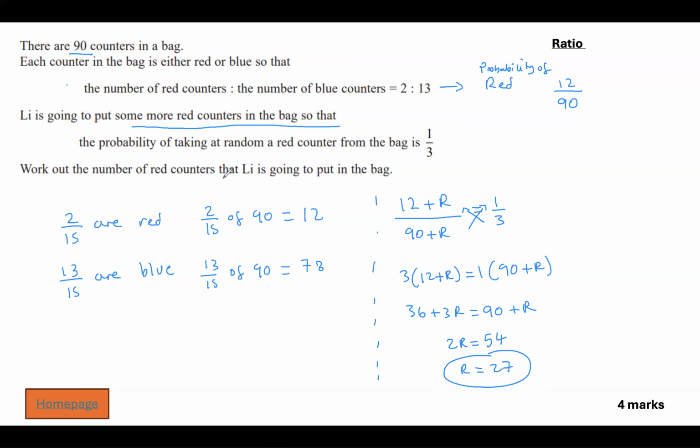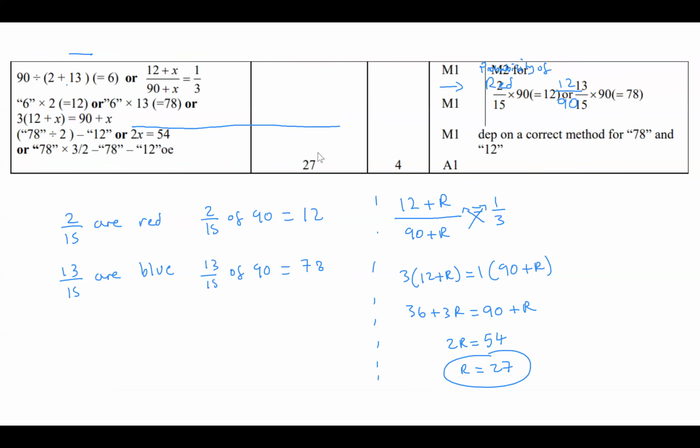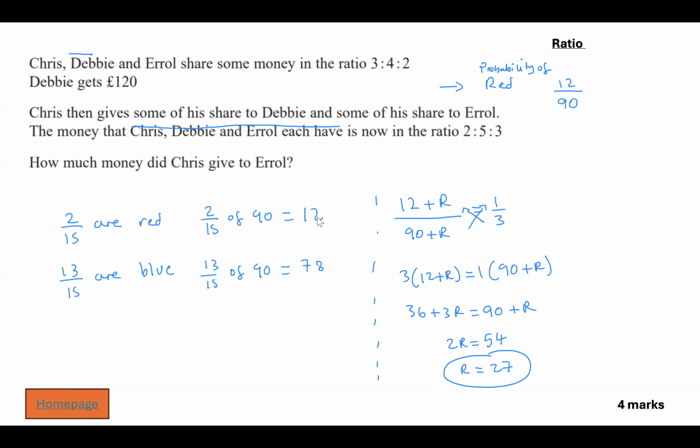So work out the number of red counters Lee's going to put in the bag. The answer is in fact 27. And if we have a look at the mark scheme here, we get an answer of 27. Let's do another question on ratios.